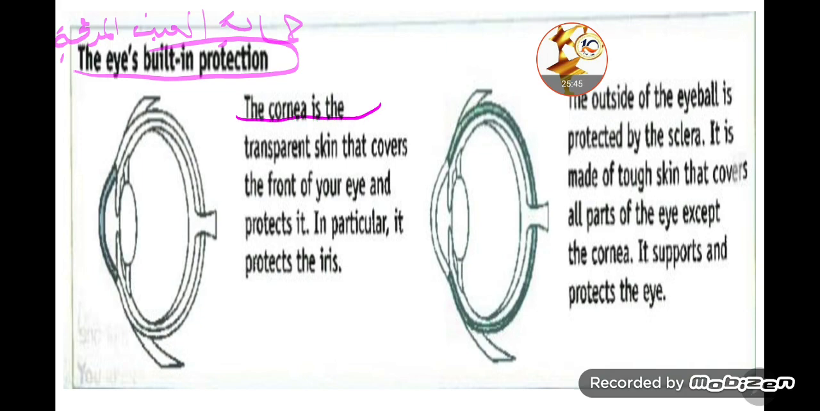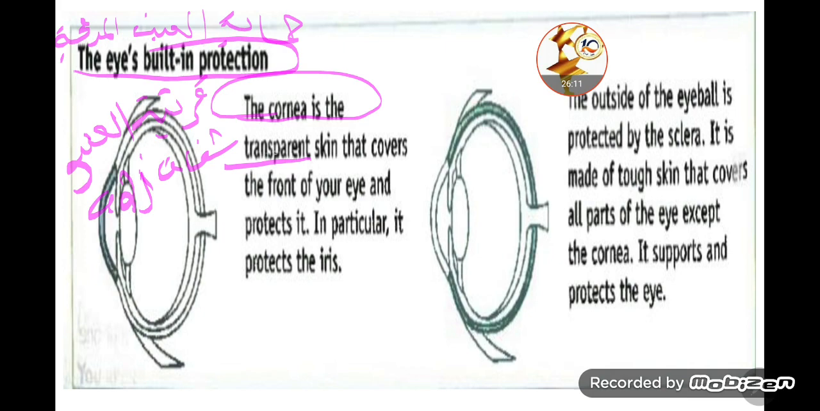هلأ شوف هون شو بحكي لنا the cornea, القرنية اللي هي قرنية العين, تمام؟ The cornea, شو بتعمل؟ The cornea is the transparent skin. Transparent skin. إذن هي جزء الجلد الشفاف. تمام؟ Transparent, it is an adjective ومعناها شفاف. تمام؟ Transparent skin. Skin اللي هي جلد طبعا هون معناته هي طبقة رقيقة من الجلد ولكن هي شفافة، وظيفتها إنه covers the front of your eye، بتغطي مقدمة عينك. إذن it covers.